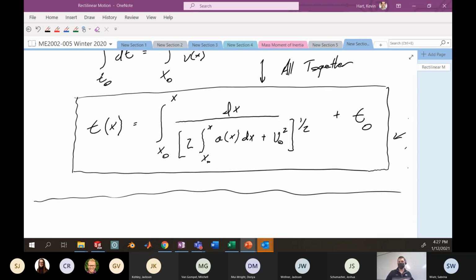So that's a little bit of a complicated example. You also might have acceleration as a function of velocity.